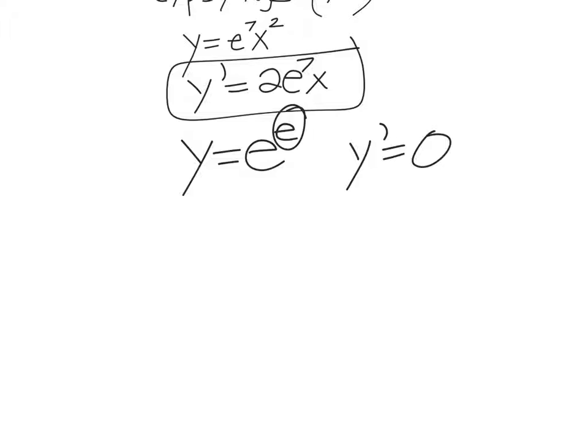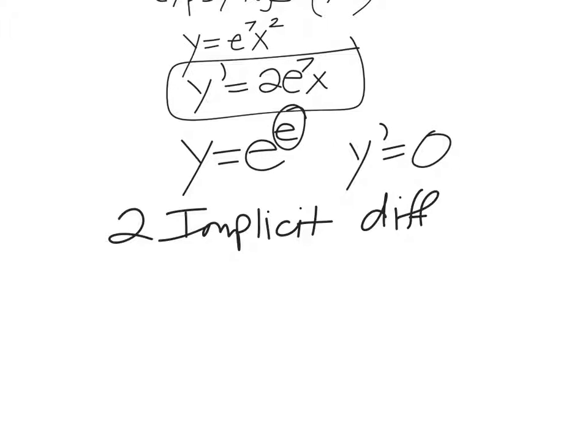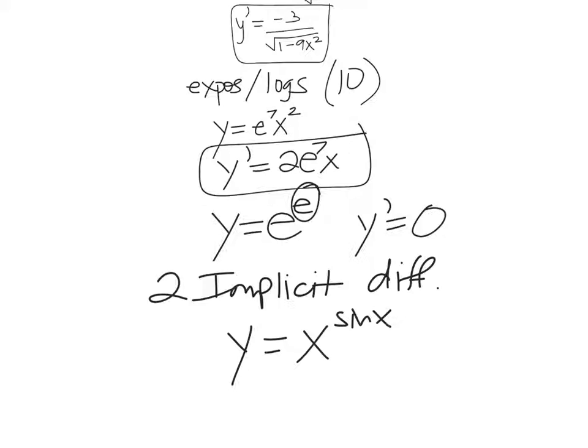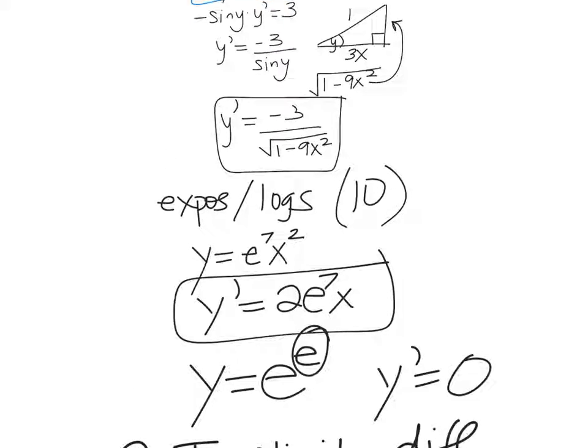Then you're going to have 2 implicit differentiations that involve exponentials and logs. It's the ones we just did, like y equals x to the sine x, stuff like that. You'll have 2 of those, where you take the natural log of both sides.